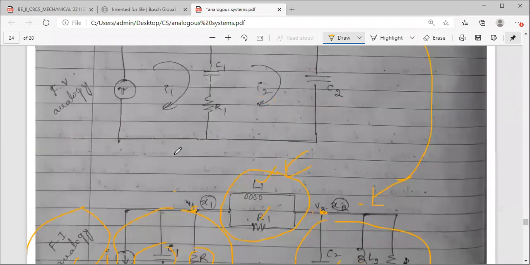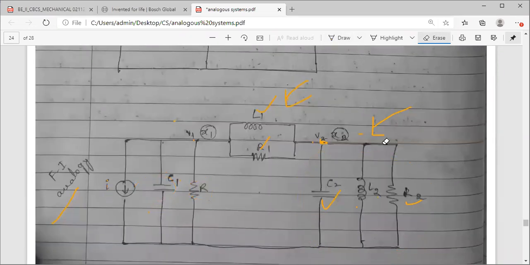Now coming to the force voltage analogy. The force voltage analogy is associated with Kirchhoff's voltage law. So in case of force current, nodal analysis will be there. In case of force voltage, we go for mesh analysis. The number of loops will be there. Now, how to draw these loops and how to draw the equivalent network? From this, I can directly draw.